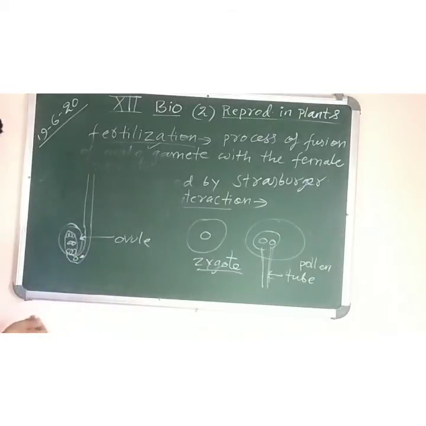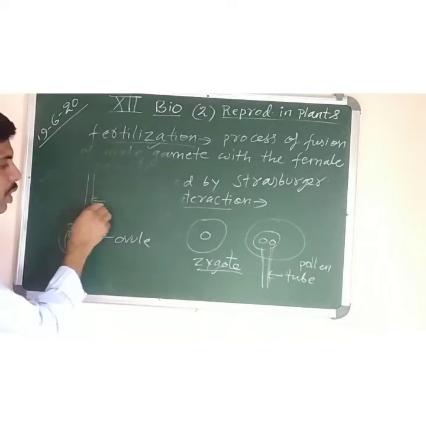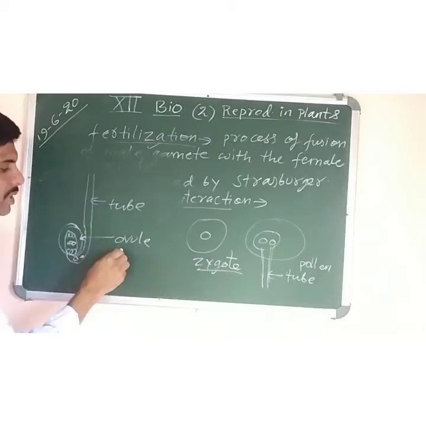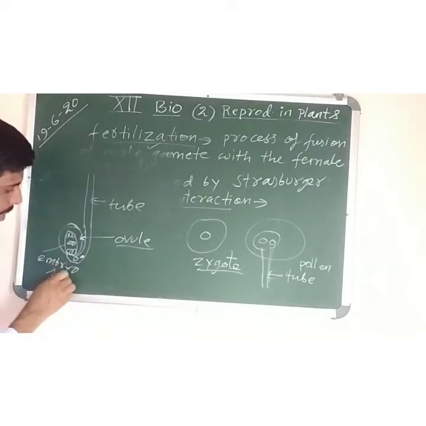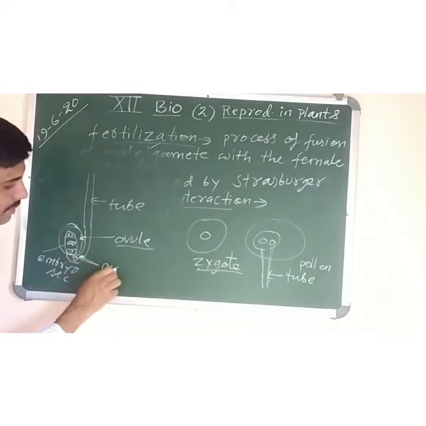I will make it bigger so that you can see. So this is called the pollen tube. This is the ovule inside which the embryo sac is present. You should practice drawing this diagram. And this one is the pollen with the male gametes. These two are the male gametes.